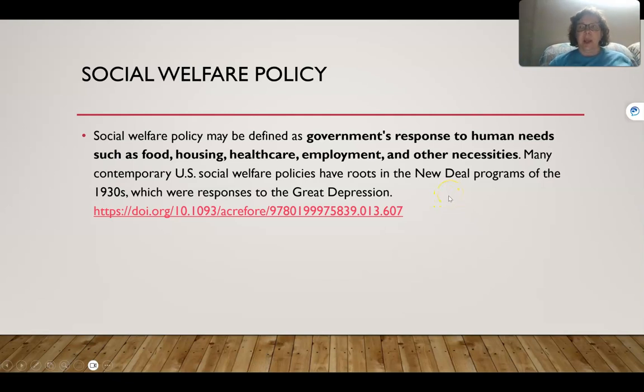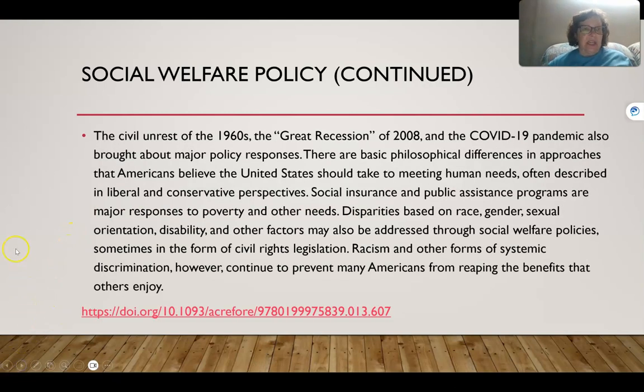This was the first time in our country where there was significant need, and it was the first time we really looked to the government to satisfy that need. So maybe there were times in the past where people were in need, but this was really the first time that there was an across-the-board response by the government. Additionally, if you look at the civil unrest of the 1960s, the Great Recession of 2008, and the COVID-19 pandemic, which I'm sure many of you remember, this brought about major policy responses.